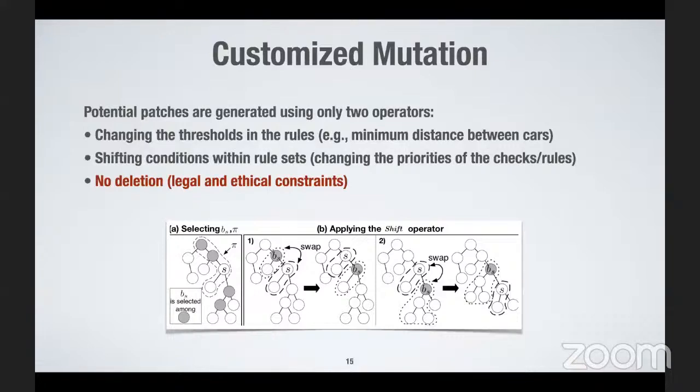The second type of mutation we apply is the shifting condition operator. We change the order of the checks of the conditions in the actual rule set. Worth noticing, we did not apply a deletion mechanism, and we could not do this because the rules were written with constraints, mostly legal and ethical, so we did not include this operator.